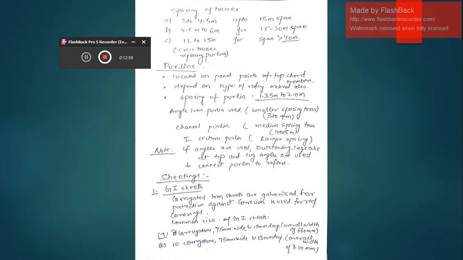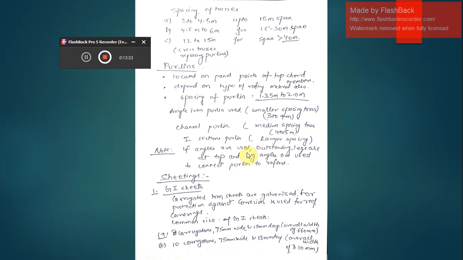Next one is the sheeting or the roofing material. First one, the GI sheets. GI sheets are nothing but corrugated iron sheets which are galvanized for protection against corrosion and used for roof coverings. The common sizes of GI sheets are 8 corrugations. You can see that in the zigzag way, the corrugations are, in common words, the zigzags. So 8 corrugations, 75 mm wide and 19 mm deep, overall width of 660 mm, and 10 corrugations, 75 mm wide and 19 mm deep, and overall width of 810 mm.